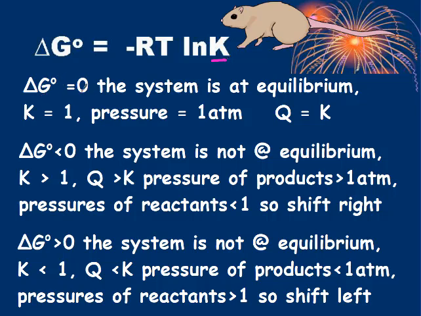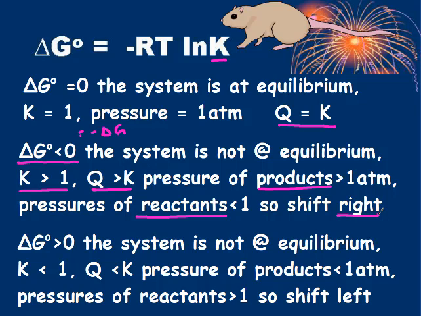When delta G naught is 0, the system is at equilibrium. K is equal to 1, the pressures are all at 1 atm, and Q will equal K. When delta G is less than 0, aka negative delta G, the system is not at equilibrium. Our K should be greater than 1, and our Q will be greater than our K, because we should have more products than reactants. Our product should be greater than 1 atm, our reactant should be less than 1 atm. Therefore, the reaction will shift right to create more products.